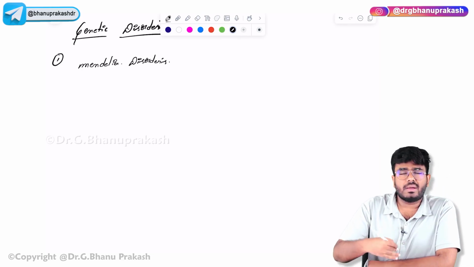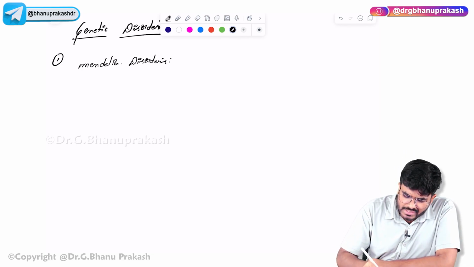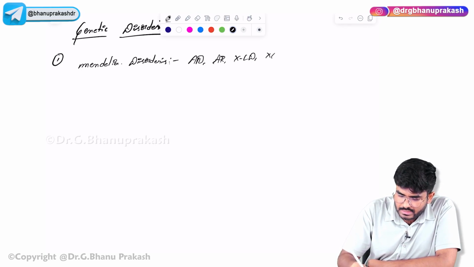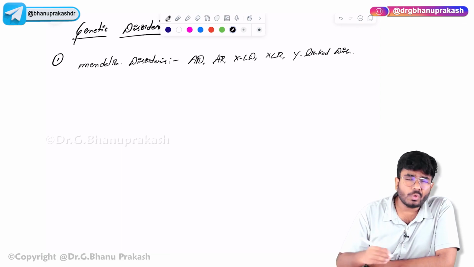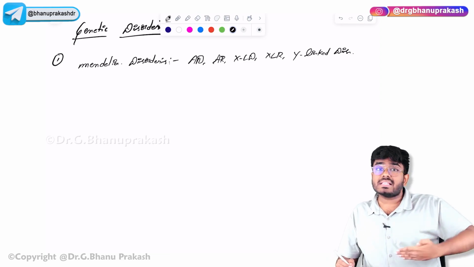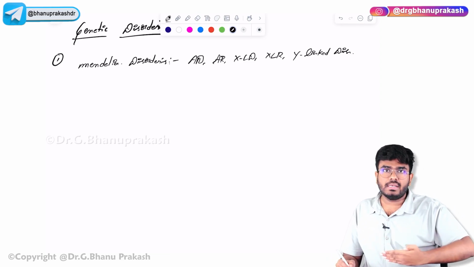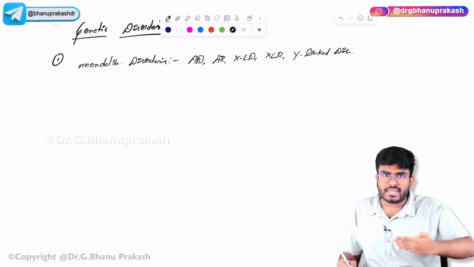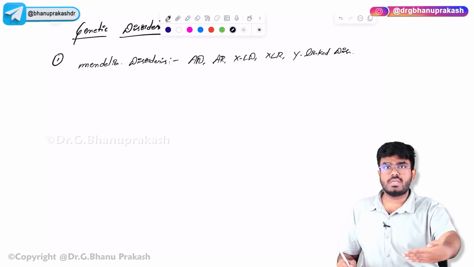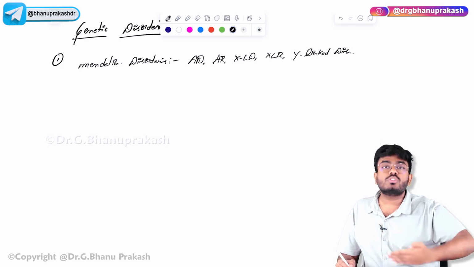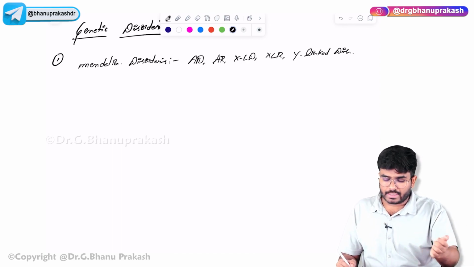Let's discuss Mendelian disorders in detail. What exactly do these Mendelian disorders include? They include autosomal dominant, autosomal recessive, X-linked dominant, X-linked recessive, and Y-linked disorders. These disorders follow Mendel's laws of inheritance. Gregor John Mendel, who is the father of genetics, proposed those laws, and these diseases follow them.